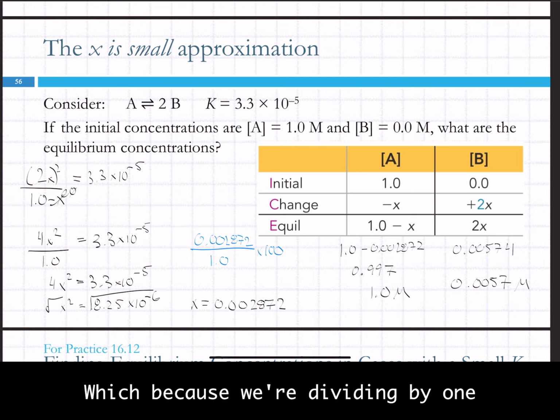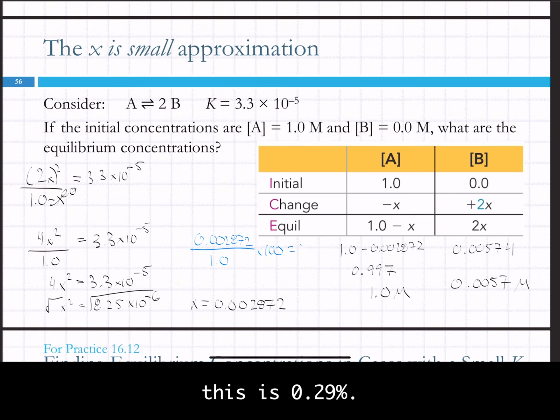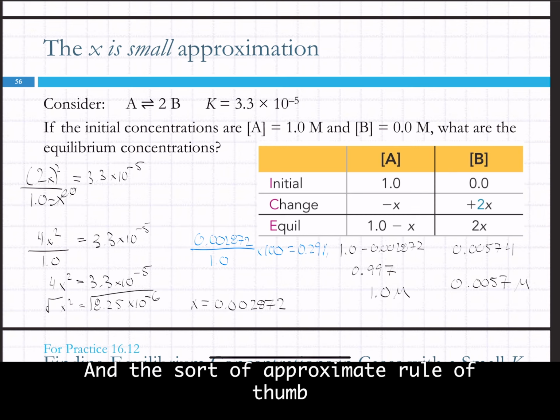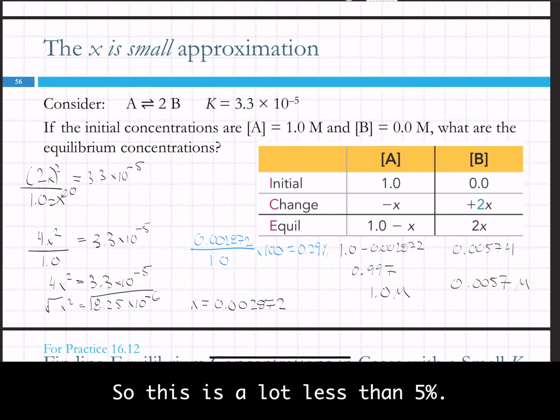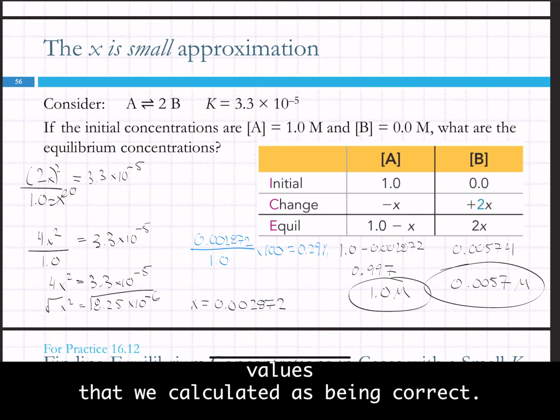Because we're dividing by 1, this is 0.29%. And the approximate rule of thumb for where the cutoff should be in making this assumption is 5%. So this is a lot less than 5%. This is a safe assumption to make, and so we can treat these values that we calculated as being correct.